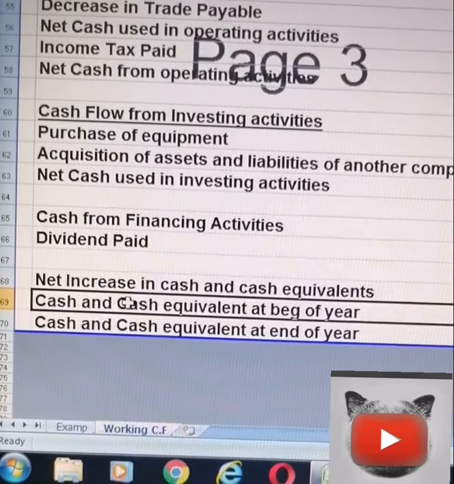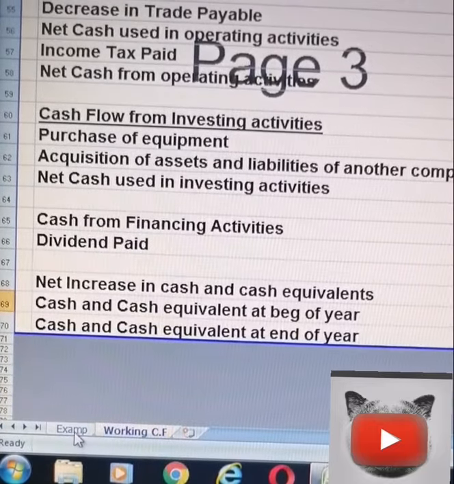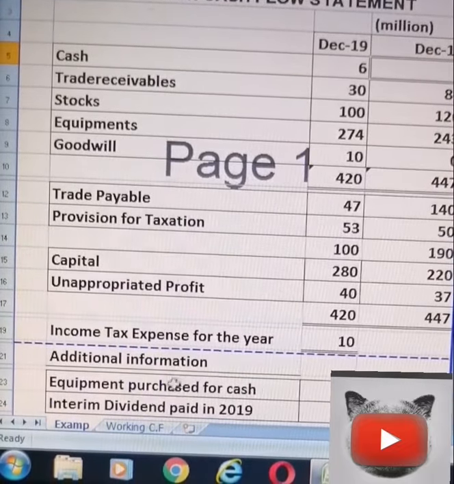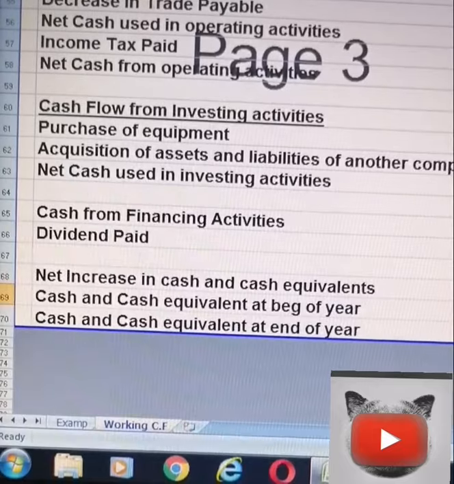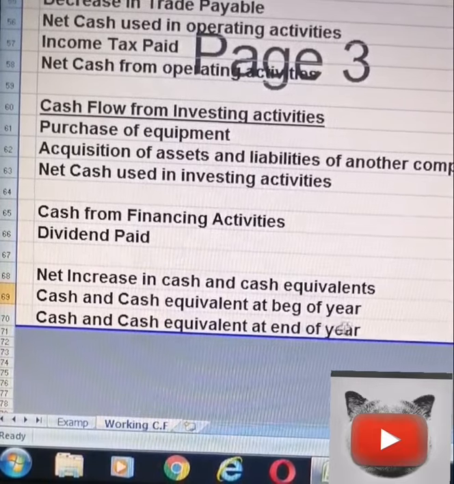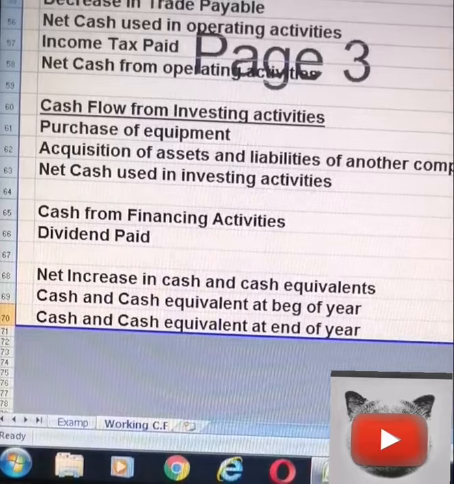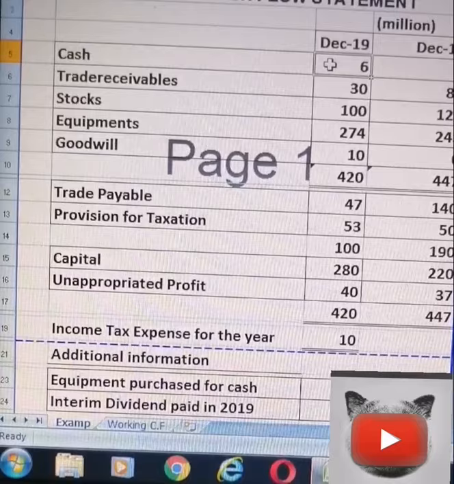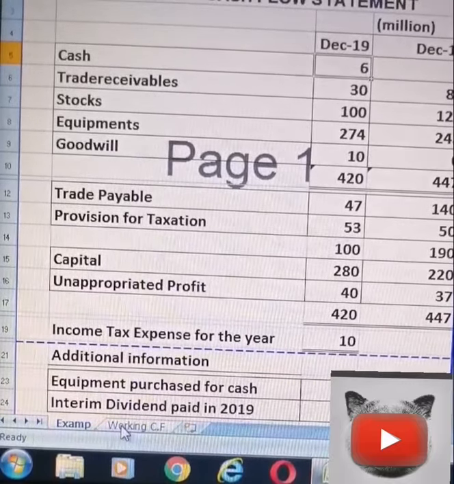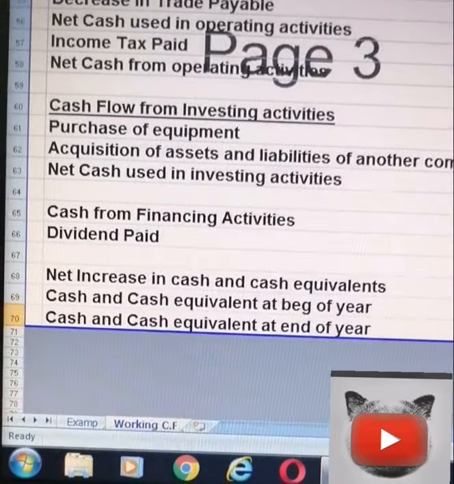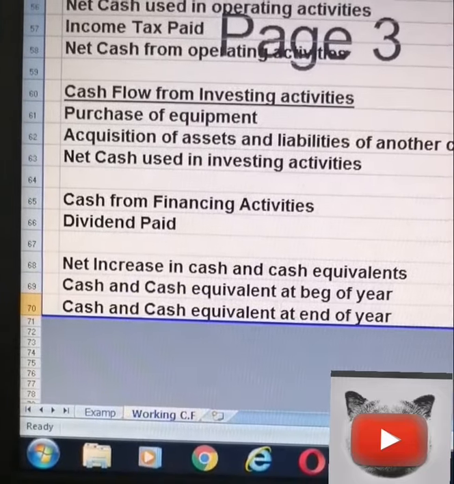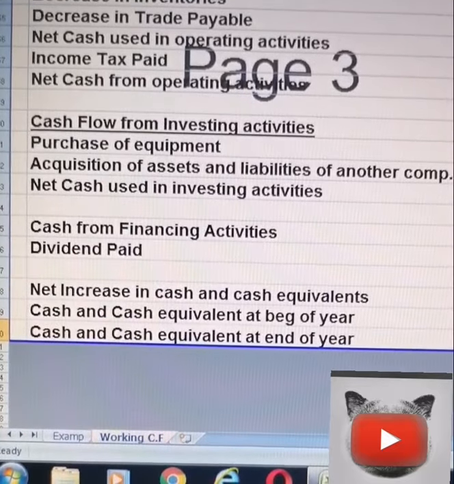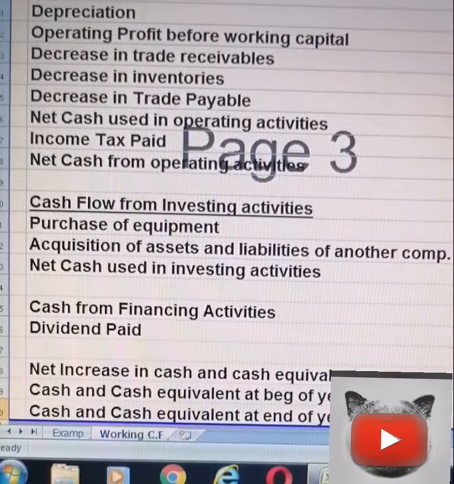Cash and cash equivalents at the beginning of the year was 4 million as shown in the example. This is the 4 million. And cash and cash equivalents at the end of the year was 6 million, which is reconciled and as shown in the example, this is the figure 6 million. Now the cash flow statement is duly reconciled and calculated.